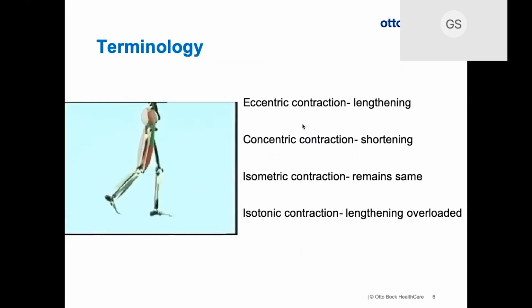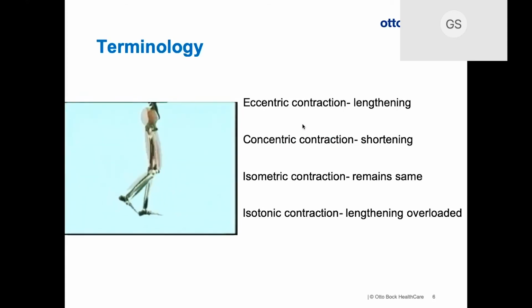So it's important to review the different terminology. Of course, the eccentric contraction is a lengthening or muscle lengthening, which we typically see in most of the gait analysis that we think of, because it's really the opposite as far as the moment. So if we see a dorsiflexion moment, we're probably seeing the eccentric lengthening of the plantar flexors and vice versa.